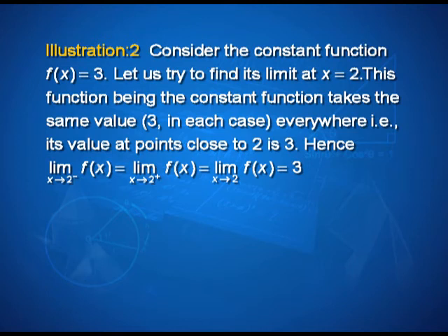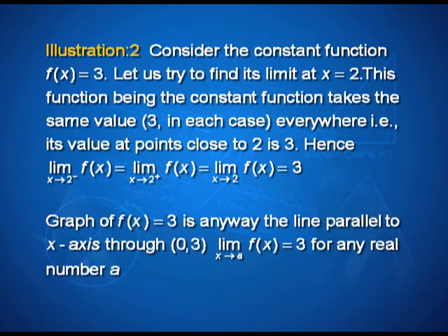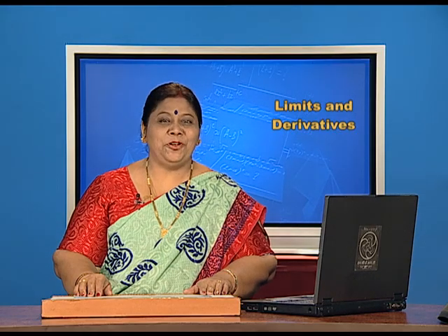Hence, limit f of x as x tends to 2 minus is equal to limit of function f of x as x tends to 2 plus is equal to limit of f of x as x tends to 2 is equal to 3. The graph of f of x is equal to 3 is the line parallel to x axis through 0, 3, that is, limit of f of x is equal to 3 as x tends to a for any real number a.